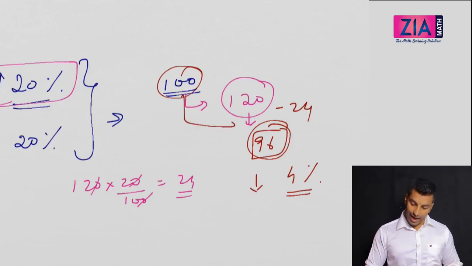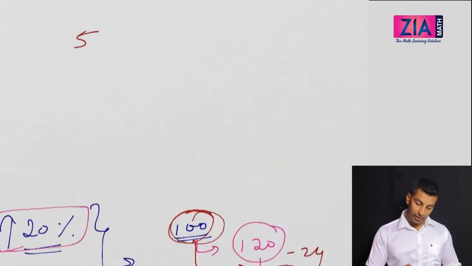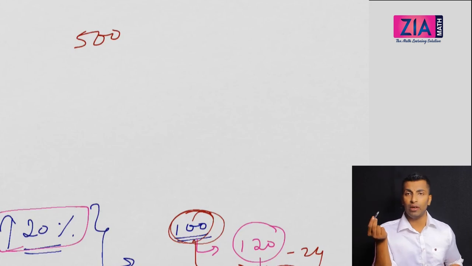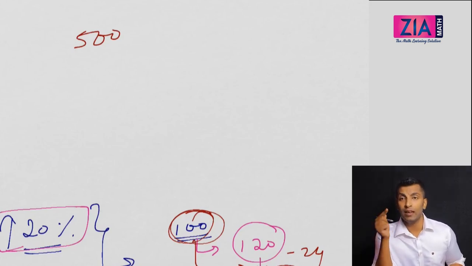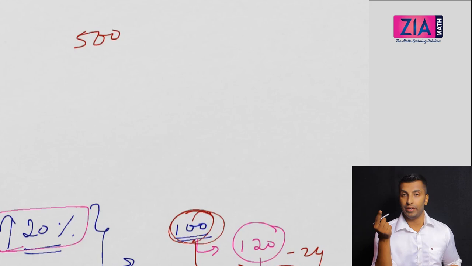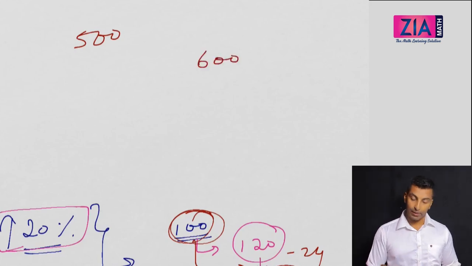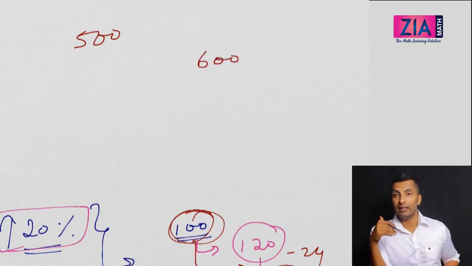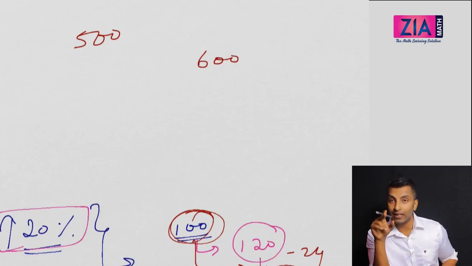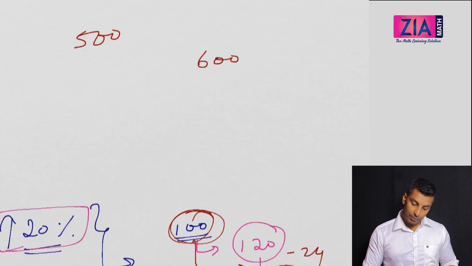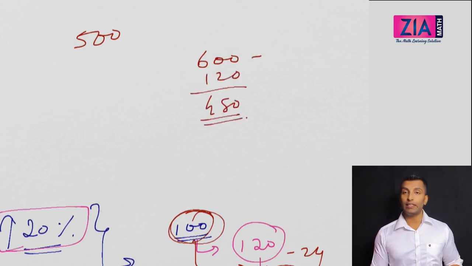Now here you can directly write the percentage faster because this is 100. Let's suppose this was 500. So initially a 20% increase. That means 20% of 500 is what? 10% of 500 is 50, so 20% will be 100. So the new salary is 600. Then a 20% decrease. 10% of 600 is 60, so 20% means 120. A 120 decrease means it's 480. So initially 500, now 480.